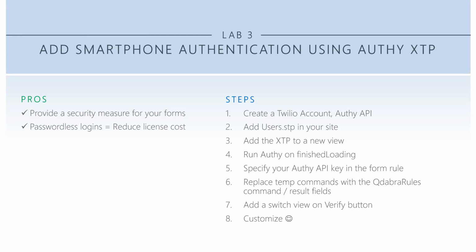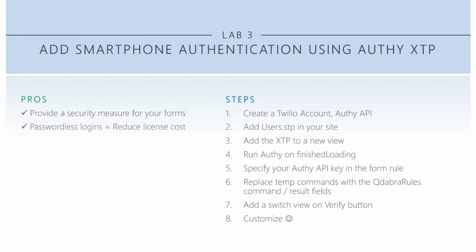For steps, this is just a summary of the steps that we did. Of course, you need to have a Twilio account and an Authy API key. And you need to add the user's XTP in your site. If you don't want to add the user's XTP and decide to build it from scratch, you can also do that, but make sure that all of the required columns mentioned in the XTP instructions are added in your user's XTP, or custom list, sorry.